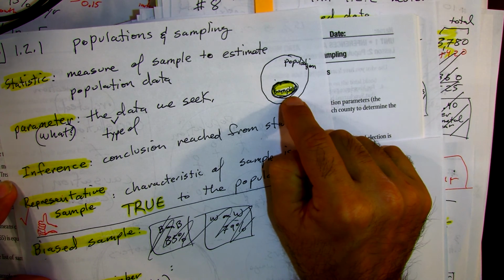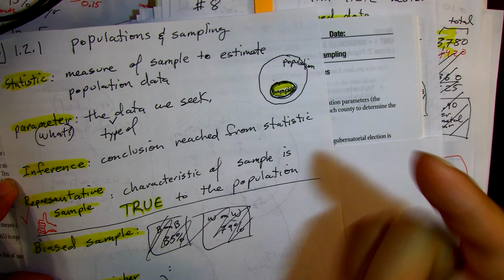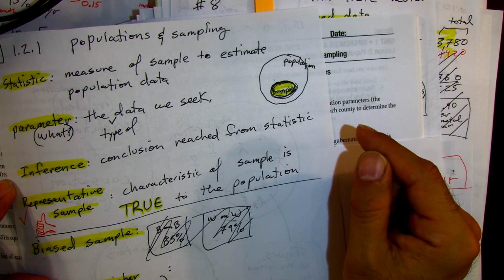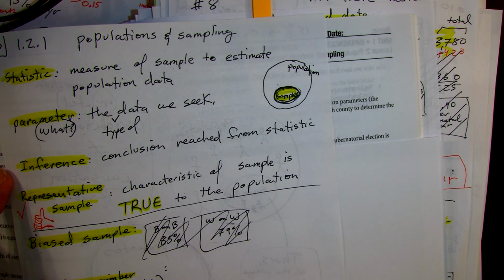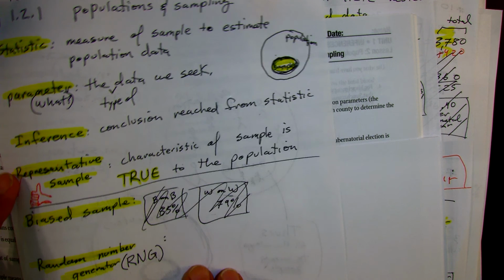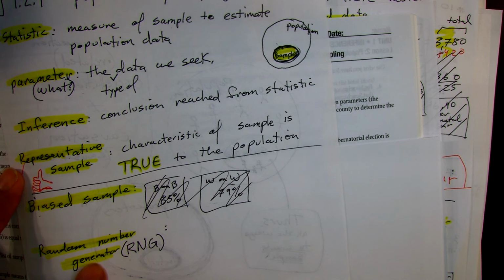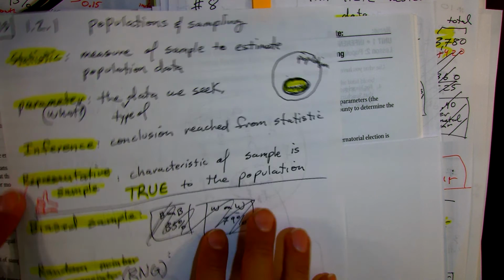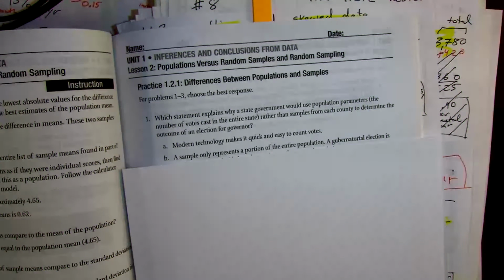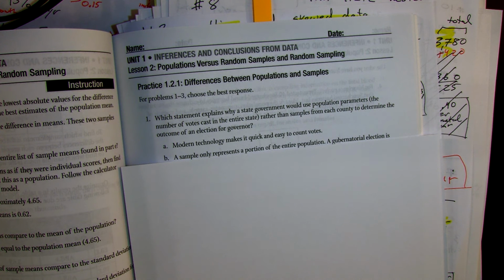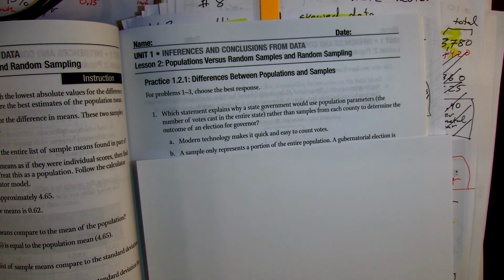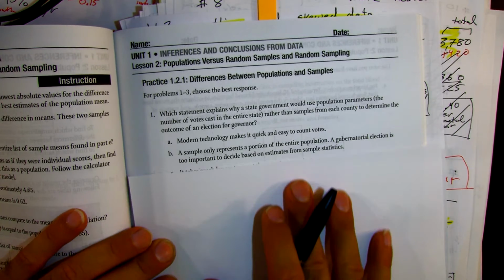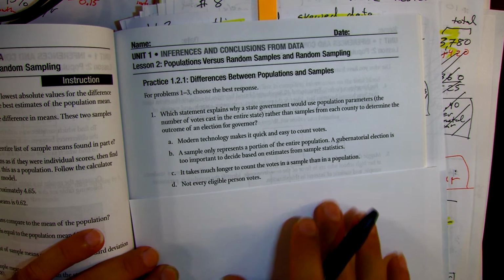Okay. So the parameter is what you're looking at, how old they are, how tall they are. A representative sample, that's good. That's true. Okay. So biased samples, we're going to deal with the random number generator a lot this week. So that's just like a breakdown reminding us of what we're looking at. Okay. So now I look down here and I see that for problems 1 through 3, choose the best response. So we got a multiple choice question. Probably not too much to write down.